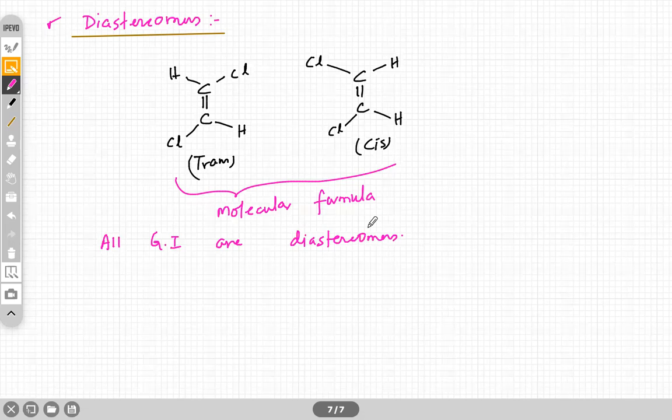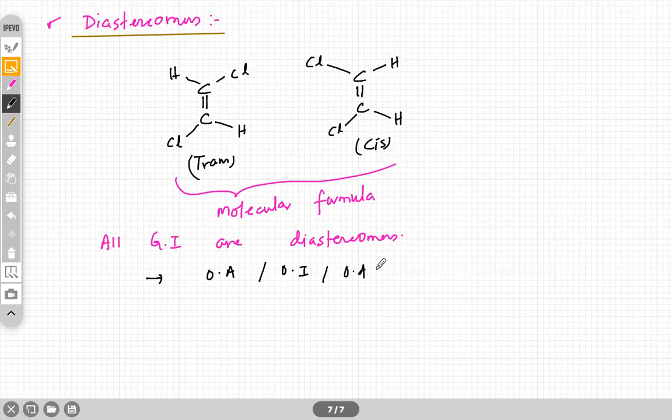Okay, next point. Diastereomers can be of any combination. Both compounds can be optically active or optically inactive, or one is optically active and the other one is optically inactive. All possible combinations we have here.